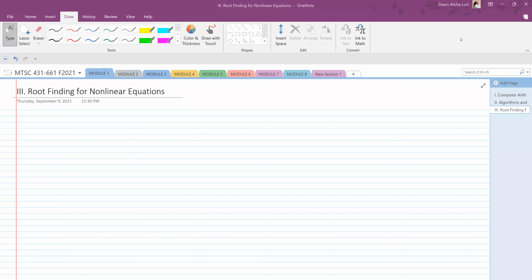So now we're on to our next topic, which is root finding for nonlinear equations, okay? So we want to be able to use a method where we start knowing one guess, and then we can refine our guess to whatever it is that we're trying to solve. Okay, so with root finding for nonlinear equations, we're going to be using an iterative method.